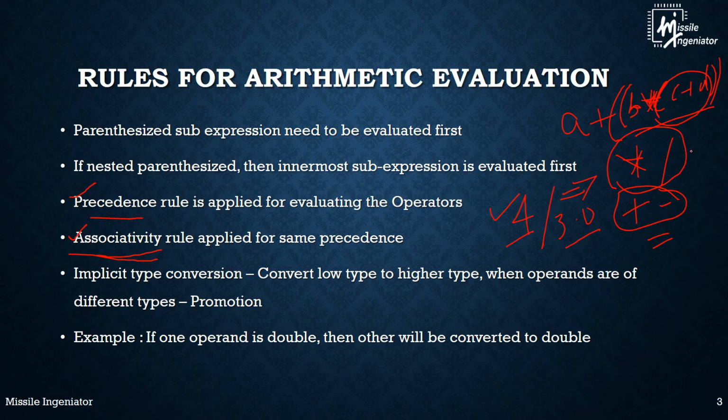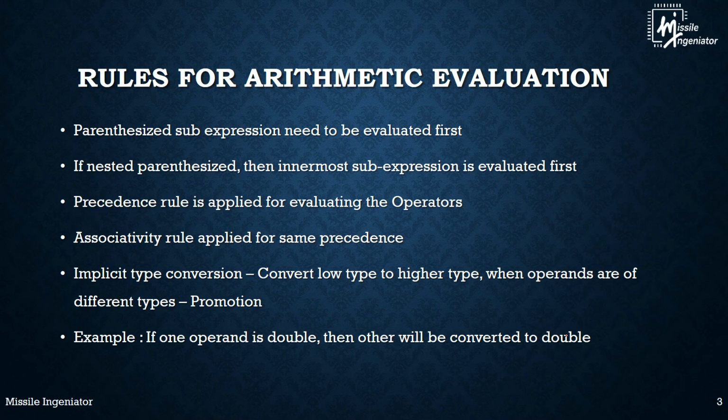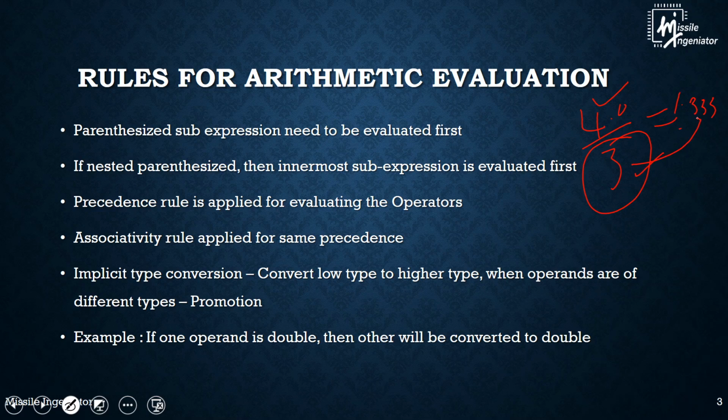Let me clear this for better understanding. Say I divide 4.0 by 3. This 3 is an integer and 4.0 is a float, so the result coming out will be a float. Though 3 is an integer, this value is promoted to float. If you declare a variable which is a float, the result will be displayed as a float value. This is what we call promotion.